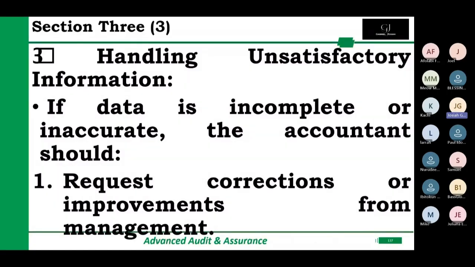Also, in the engagement letter is handling unsatisfactory information. The practitioner, if provided with incomplete data or inaccurate data, should request corrections or improvements from management. So there are some data that are provided and you know this is not correct or this is not complete. You should request, based on his expertise and his professional skill and judgment, that this is what I'm supposed to get from you, not this.